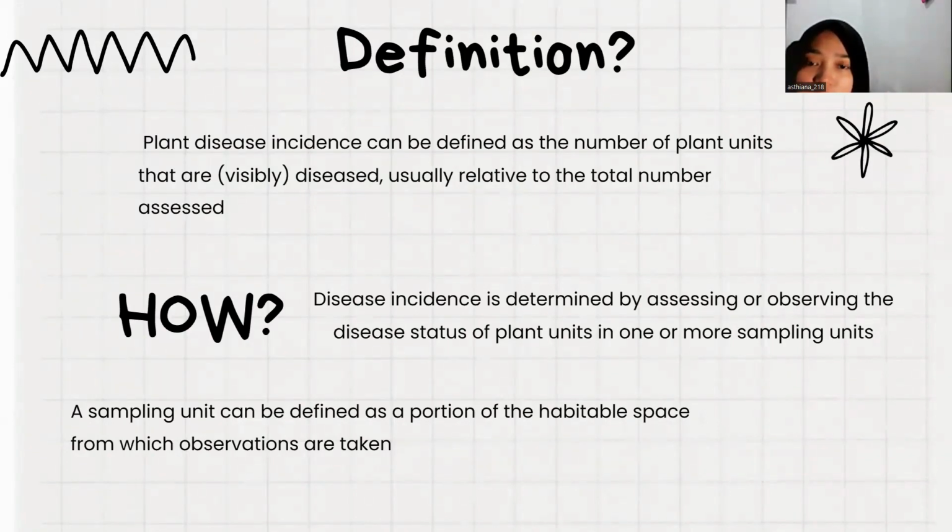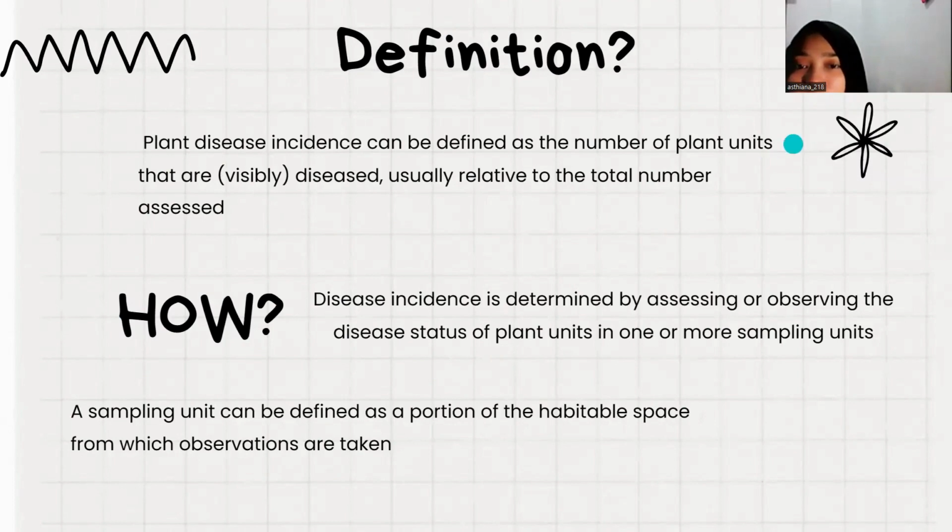Plant disease incidence can be defined as the number of plant units that are visibly diseased, usually relative to the total number assessed. For example, determine the proportion of diseased plants per field or the proportion of diseased leaves per plant as a representation of incidence.